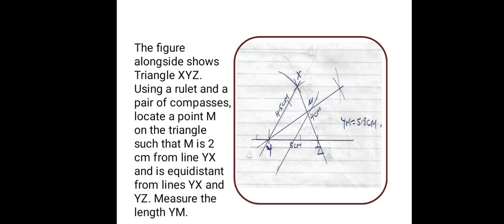The figure alongside shows triangle XYZ. Using a ruler and a pair of compasses, locate a point M on the triangle such that M is 2 centimeters from line YX and is equidistant from lines YX and YZ. Measure the length YM.